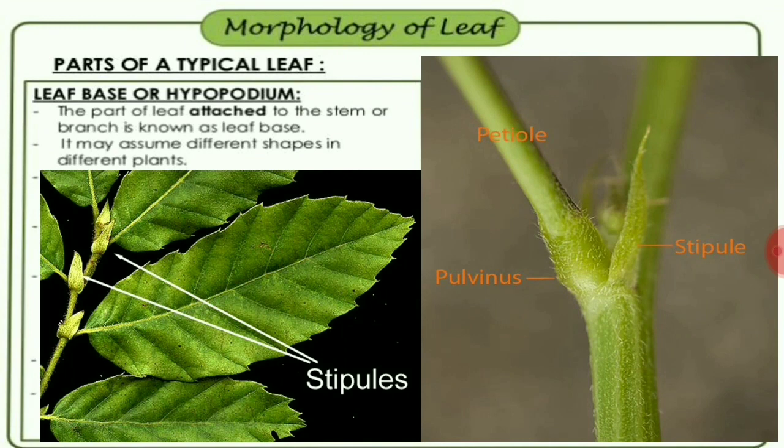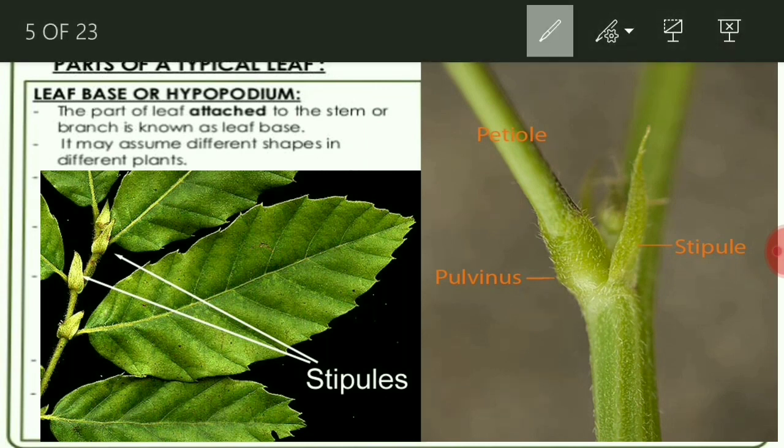Understand the different parts of leaf. The first part of leaf is called leaf base or hypopodium. Leaf base वो part है जो leaf को stem से attached करता है. When the leaf base is swollen, it is called pulvinous leaf base.